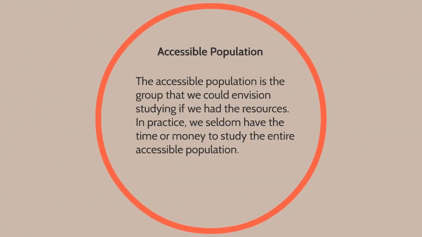Compare that to the accessible population. That's the group that we could envision studying if we had the resources. In practice, we seldom have the time or money to study the entire accessible population, but we can define some population that is accessible, that we would like to get to. Perhaps it is the beginning readers in a school district. If we get permission to go into the school district and do a study with beginning readers, chances are we're not going to have the time or resources to look at every beginning reader in the district.